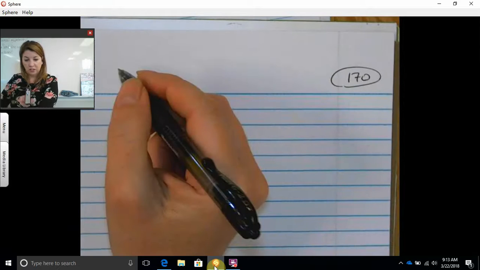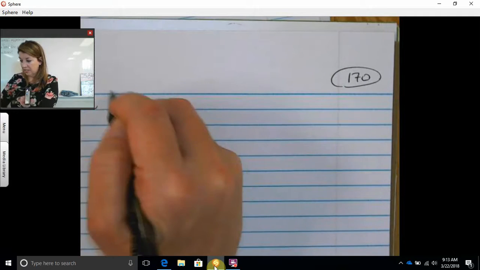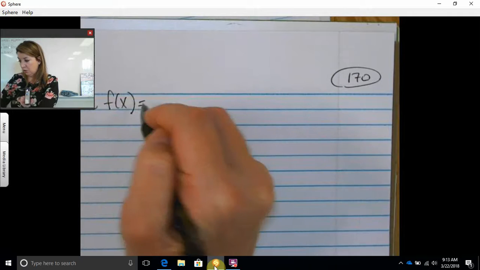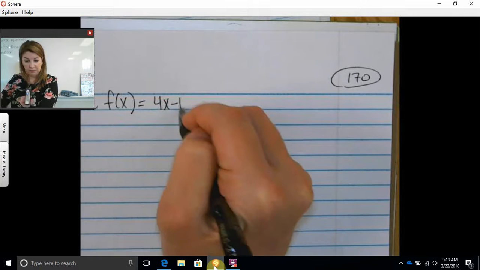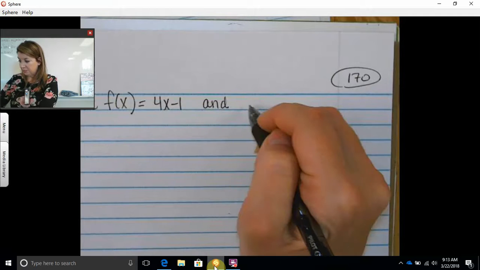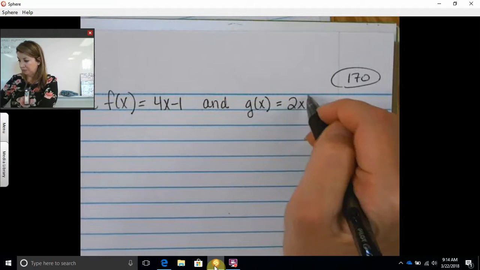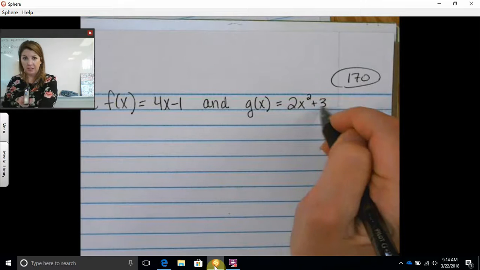We're going to change function f and function g. This time, let's let f of x equal 4x minus 1 and g of x equal 2x squared plus 3.